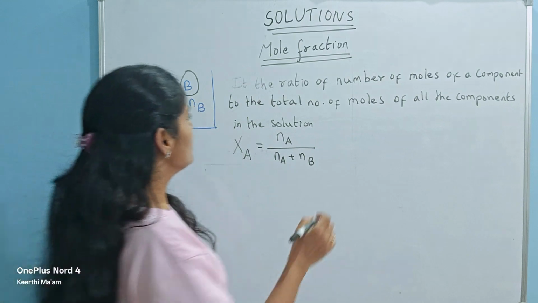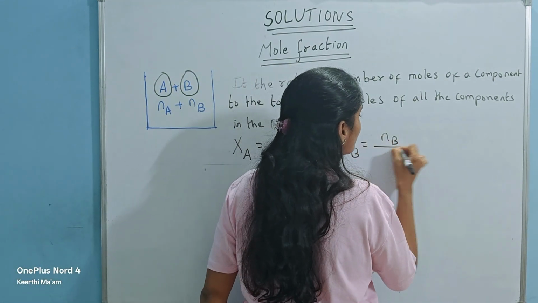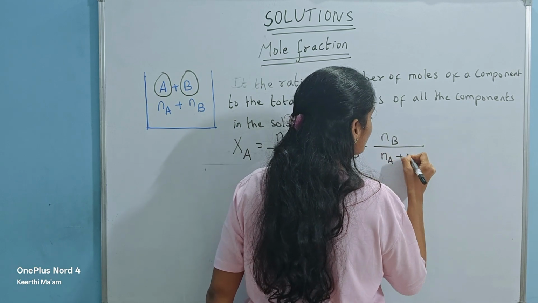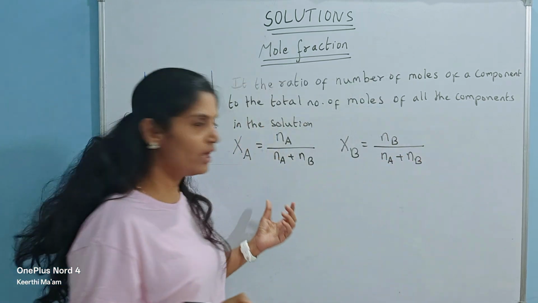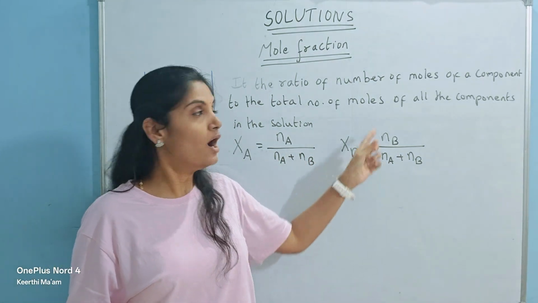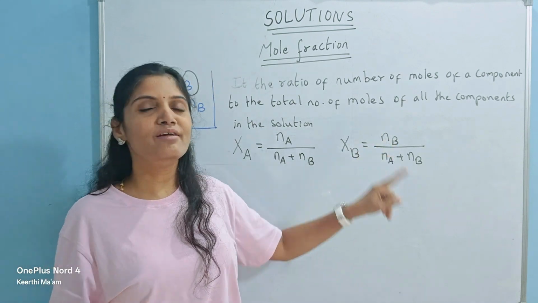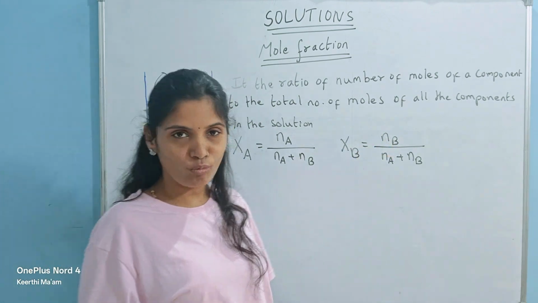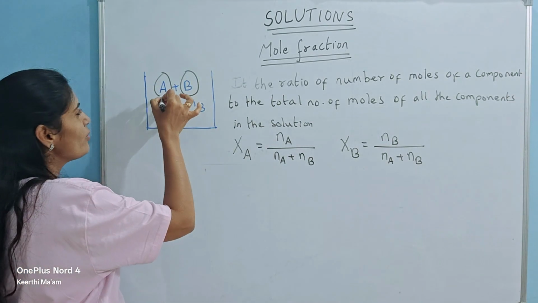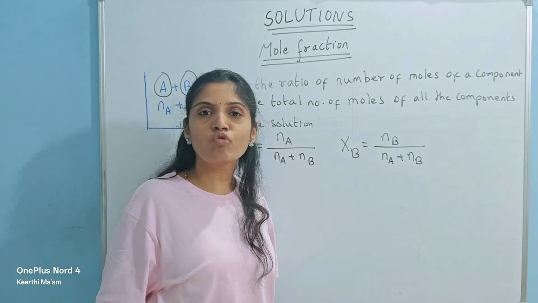In the same way, if I want to calculate the mole fraction of B, it is the number of moles of B divided by total number of moles. So this is mole fraction of component A and this is mole fraction of component B. How do we get mole fraction of component B? Number of moles of B divided by total number of moles. So by this I can calculate mole fraction of component A and mole fraction of component B.